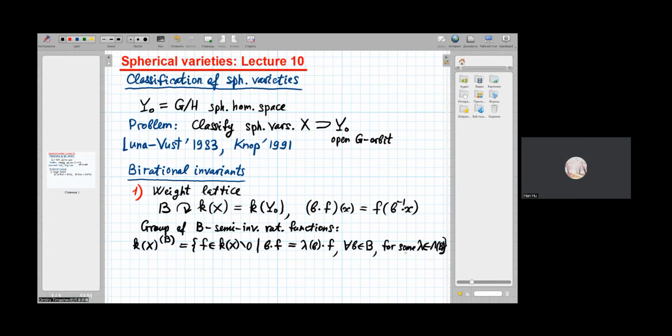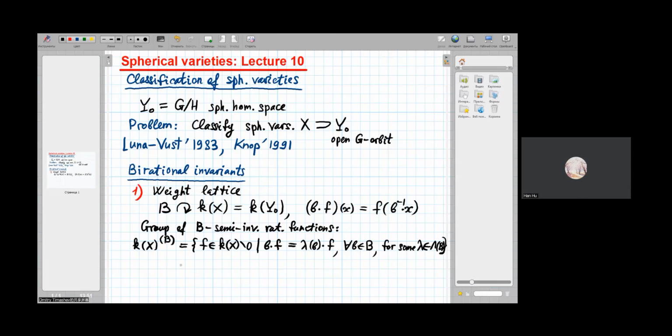Okay. So not for fixed lambda, right? Well, I mean this lambda depends on f. So for any f, you have its own lambda. You consider all semi-invariant functions corresponding to different characters, not just to one fixed character, but to all characters. Okay?